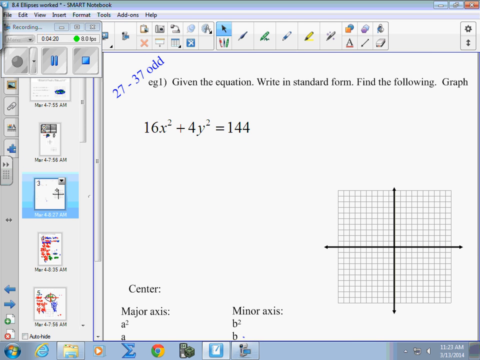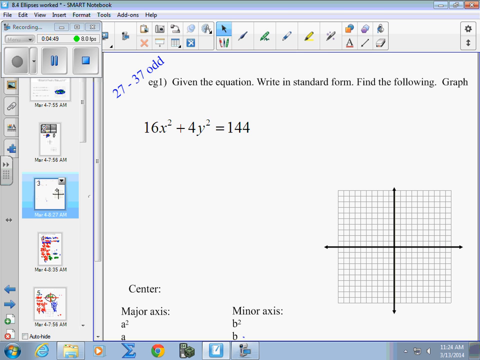The first example that I have says 16x squared plus 4y squared is equal to 144. In the homework exercises 27 through 37 odd, you're given the equation, you're asked to write it in standard form, and then you're asked to graph it. There are specific things that I want you to find while you're doing this, and I have them listed.